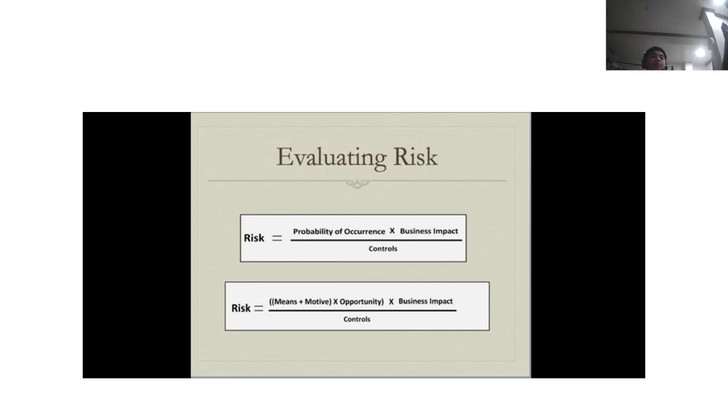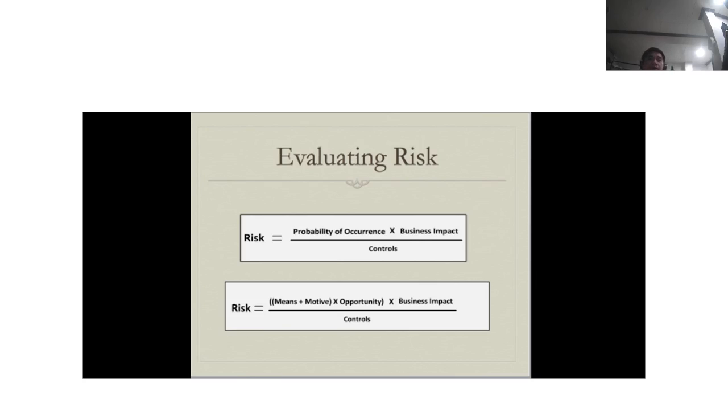Usually we talk about business impact as being the impact on the bottom line, the financial impact on the business of a threat exploiting a vulnerability to reach its objectives. Again, we are going to talk about that a little later. Controls help to mitigate the risk by either reducing business impact or by reducing the probability of occurrence.